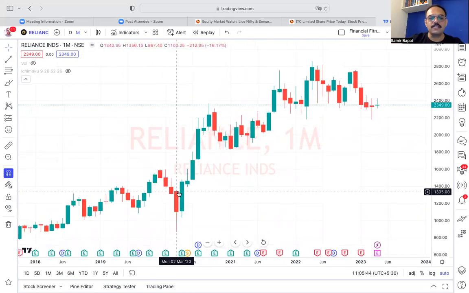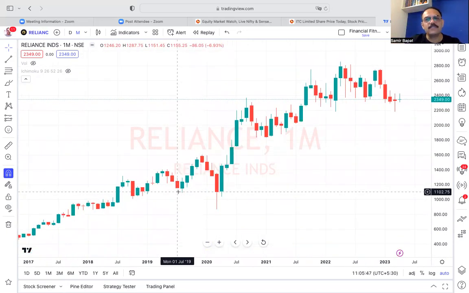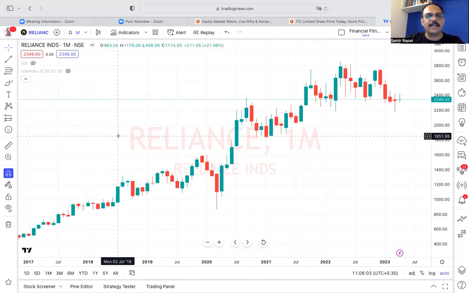So again, you will see similar candles. The point to notice is that whatever principles we'll be using for the day chart, the same principles for analyzing the chart on a monthly basis will also be the same. But that is all on the monthly time frame.